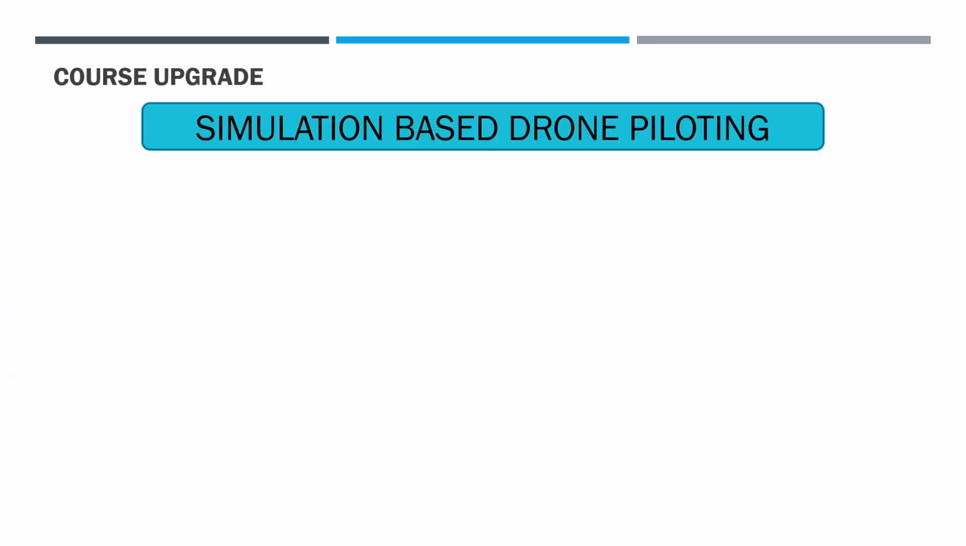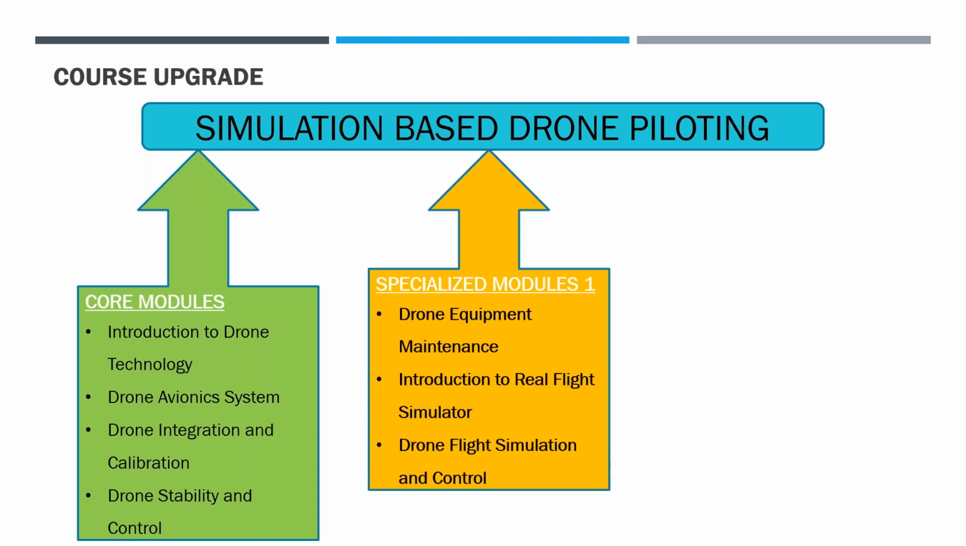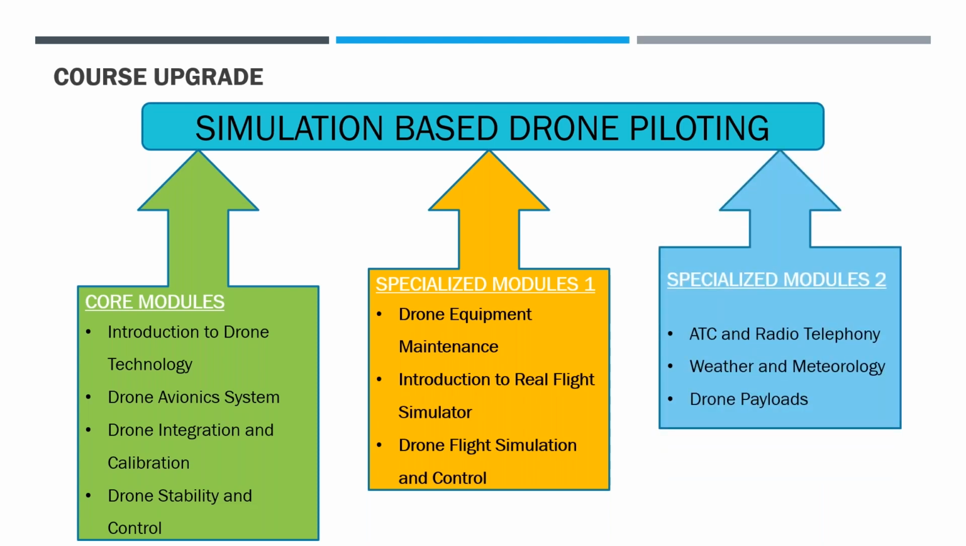If you want to upgrade your knowledge, there are further courses, like simulation based drone piloting, where the core modules remain the same, but you can upgrade yourself to some specialized modules: how to do the maintenance of drones, how to use a real flight simulator, drone based simulation, the flight physics, and how to control it. Then some more modules based on ATC and radio communication, and weather and meteorology. Because if somebody is going to fly a drone as a pilot, they should have clear knowledge about weather and meteorology, and the different payloads one can use in the drone, say camera, seed spraying, inspection, night cameras, thermal cameras. One can understand the different types of payloads from these courses.